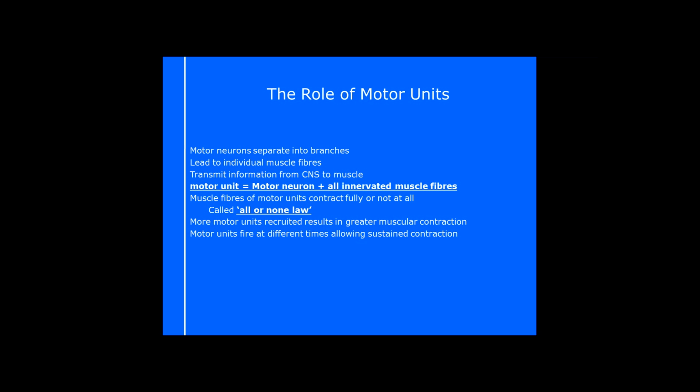So it's the all or none. It's either turned on or it's turned off. There's no grey areas. It's literally on or off. Now, the motor unit is the motor neuron and all of the muscle fibers that it innervates.